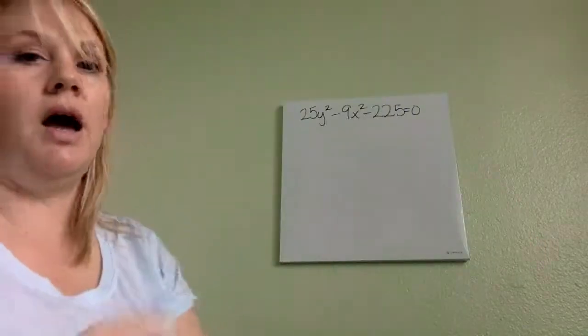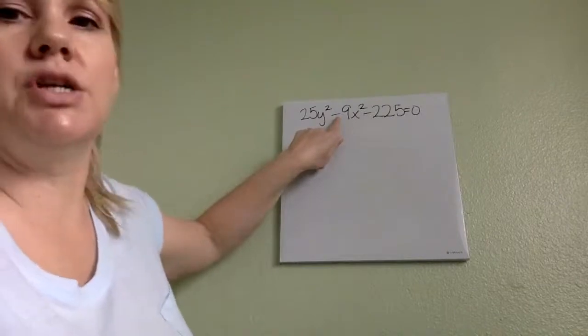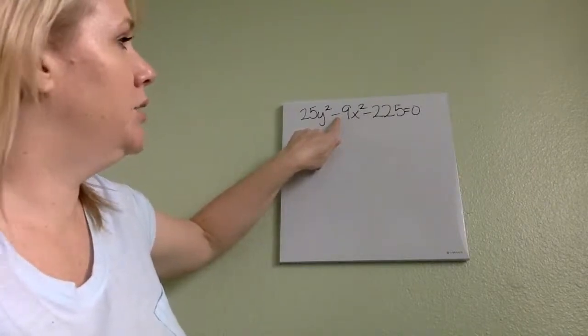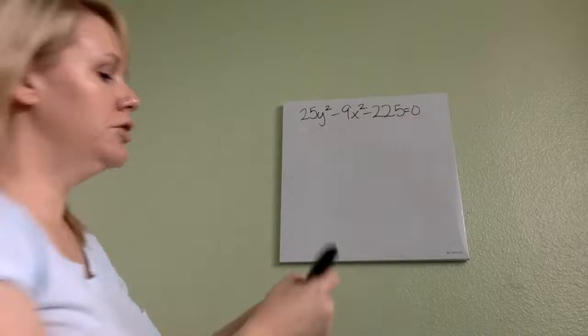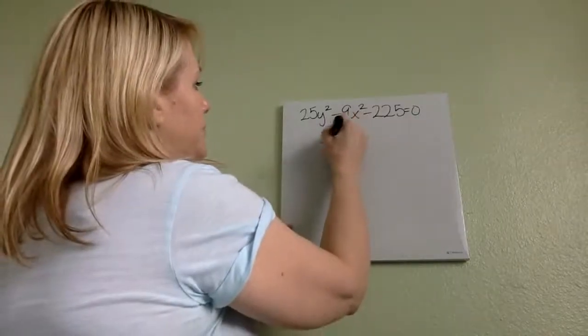So this is a hyperbola, I can tell, because it's subtraction in between. And so then what I'm going to do, it needs to be equal to 1. So I'm going to move the 225 to the right-hand side.